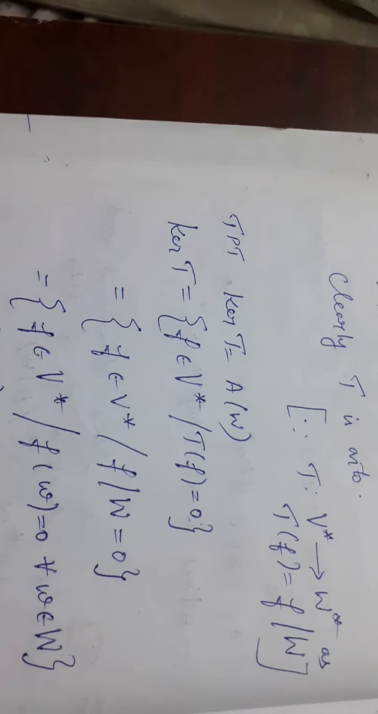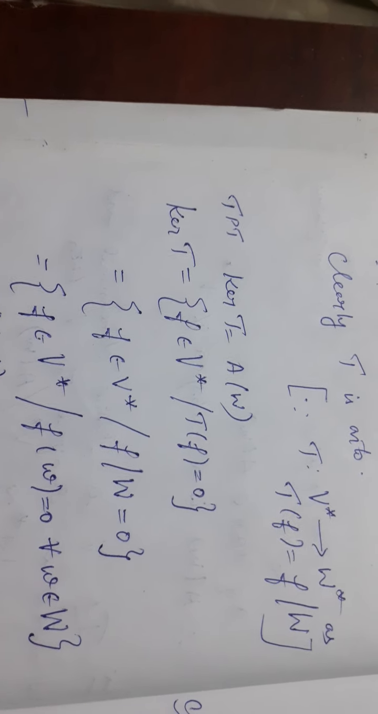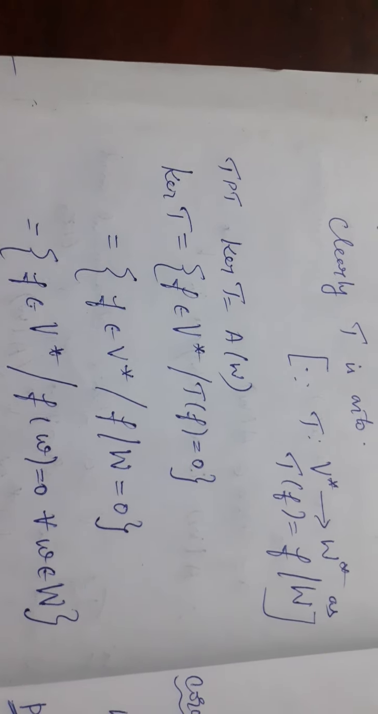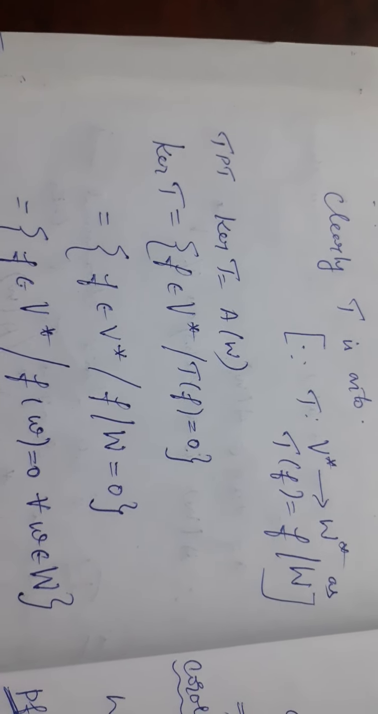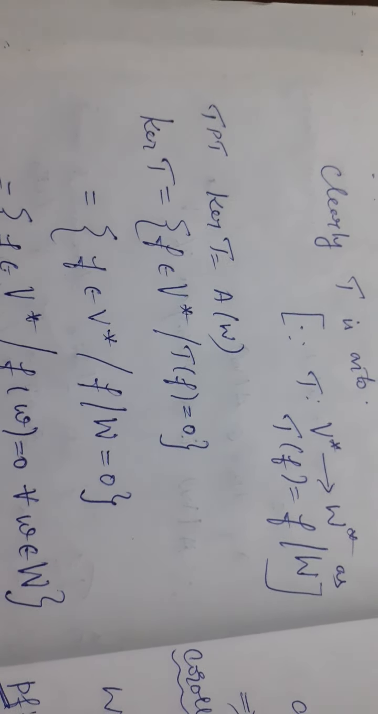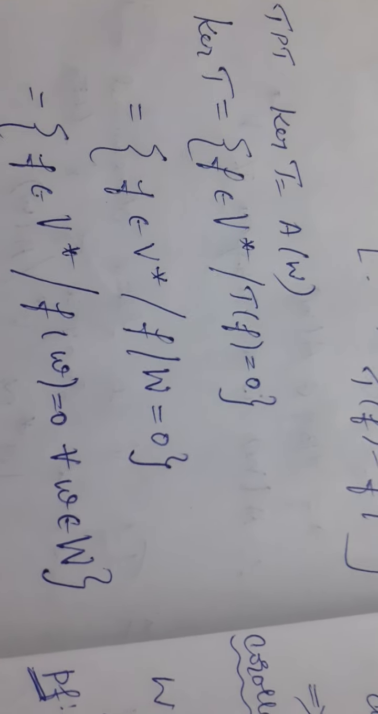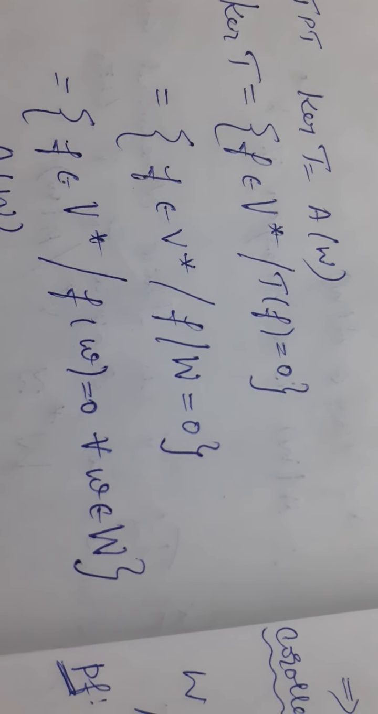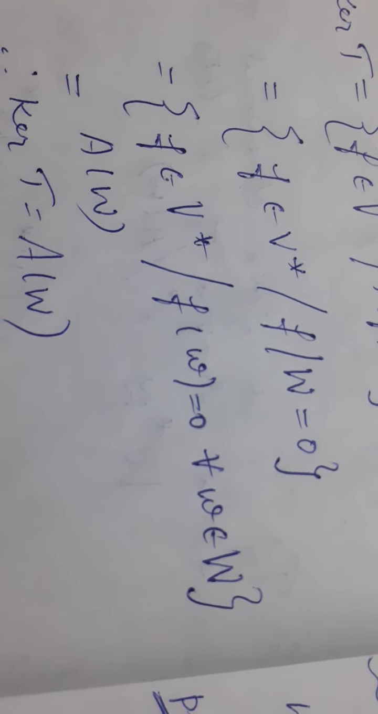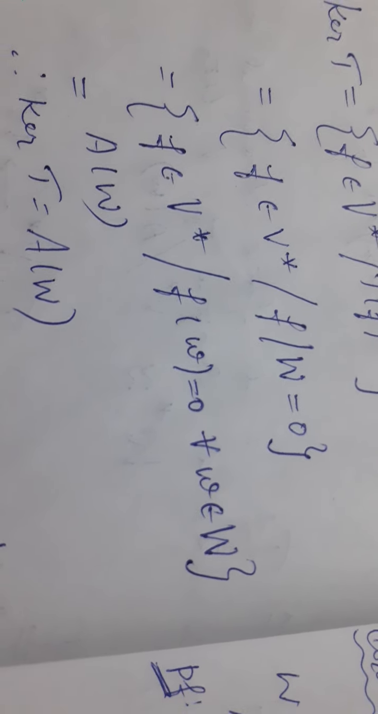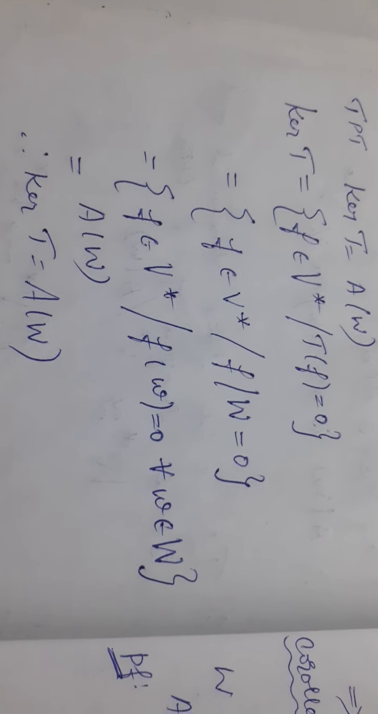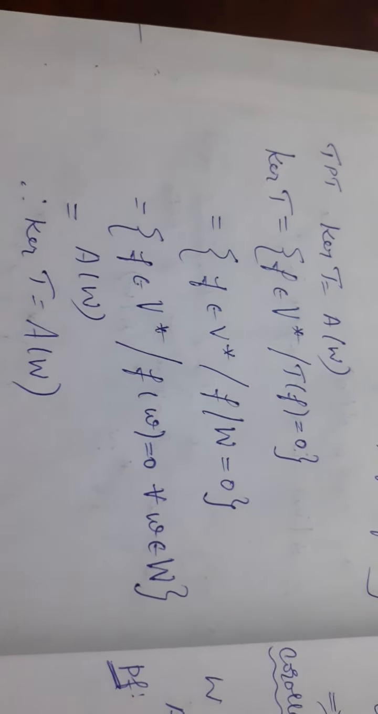Here we are going to prove the kernel of T is A of W. For the kernel of T, we take one element from the first set, that is V star, such that T of f is equal to 0. From the definition, T of f is equal to f restricted to W. So f restricted to W is equal to 0, that is f of w equal to 0. This is the definition of A of W. Already we have seen A of W is equal to the set of f belonging to V star such that f of w equal to 0 for all w belonging to capital W. Therefore, the kernel of T is equal to A of W.